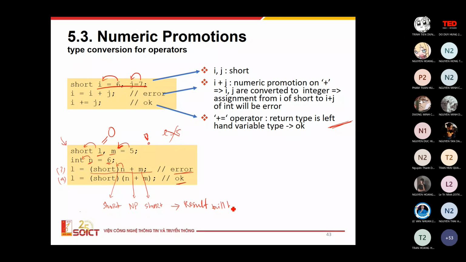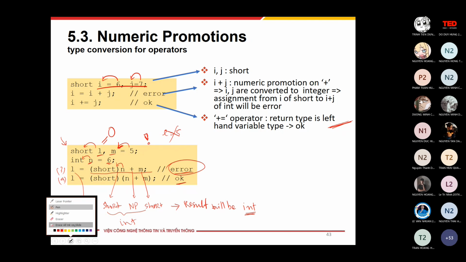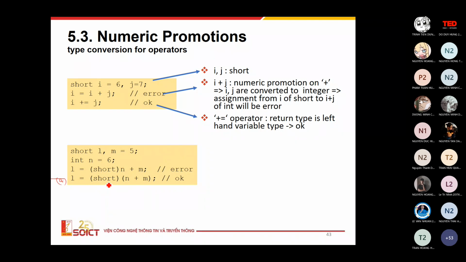So the result will be 11, but the type is integer. Yeah, the result will be an int. Okay, because it is a numeric promotion. And here that means the right hand side is int and the left is short, so it's an error. Okay, thank you. And you explain to me the last slide, the last one.